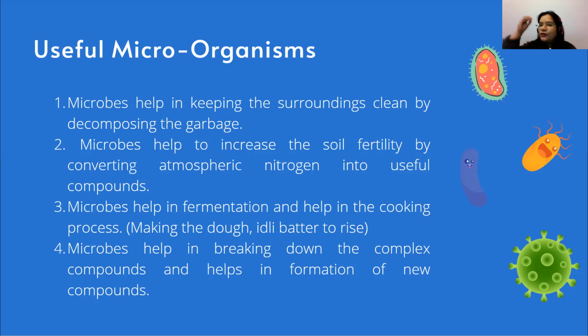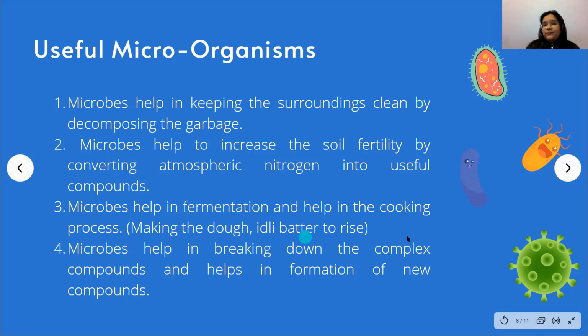If you put vegetable peels in a pit and you see it after some days, you will see it has turned into a beautiful brown looking manure that can be used as fertilizer for your plants, right? Microbes also help to increase the soil fertility by converting atmospheric nitrogen into useful compounds. So microorganisms take nitrogen from the atmosphere and convert it into useful compounds that are used by plants, right?